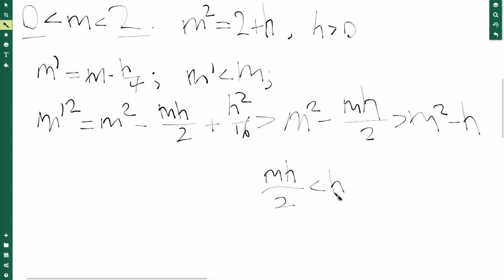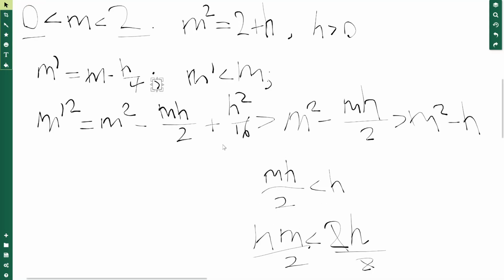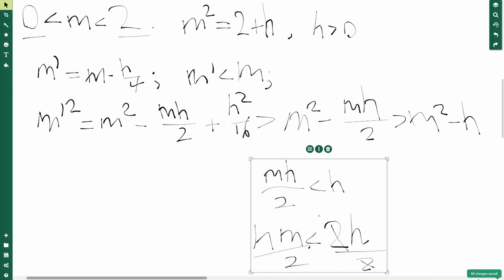Alright, so to show that, we could create a chain of if and only ifs. Or actually, another more concrete way of doing this is to note that m is less than 2, right? Since h is a positive number, we can multiply both sides by h and then divide by 2, cancel, and we get this. All right, so that's the way of doing it.